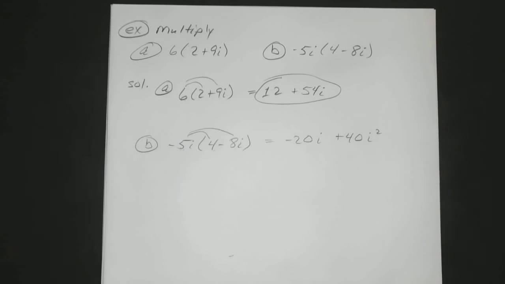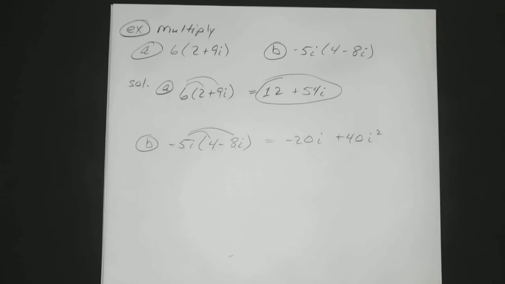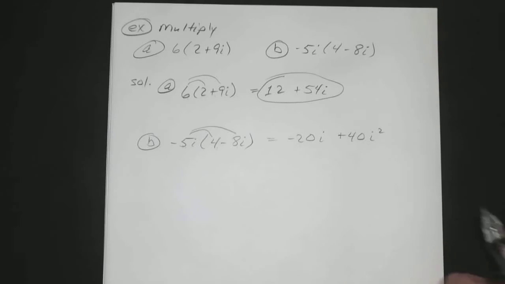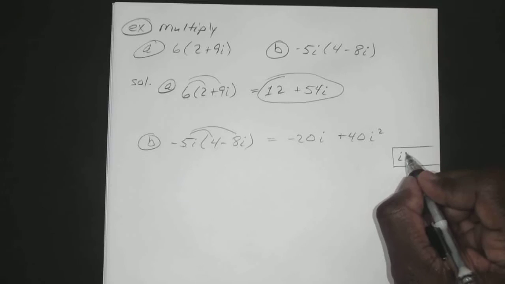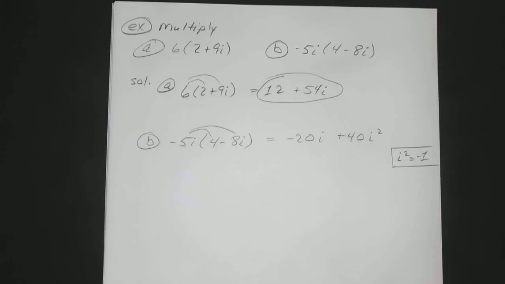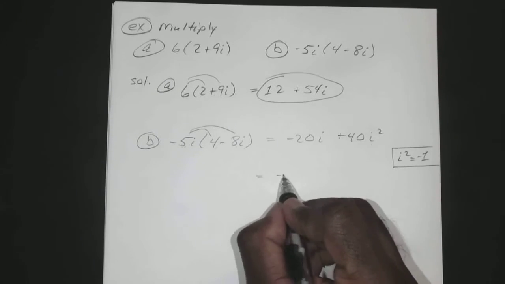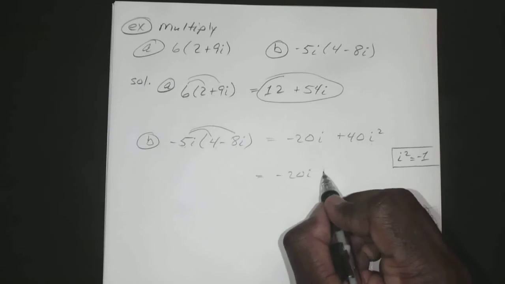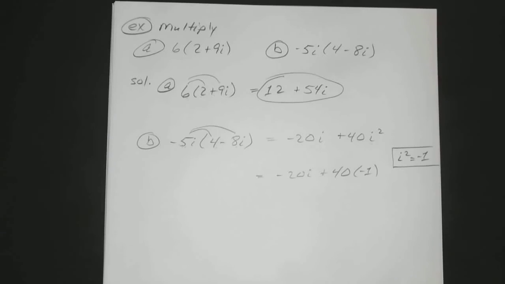Okay, so you do that just the same way you would if you had negative 5x times negative 8x. That would be just positive 40x squared. But the only difference is that i squared equals negative 1. If you had just x squared, you'd stop right there. But with the i squared, you have to remember that equals an actual value. Okay? So that's negative 20i plus 40 times negative 1.